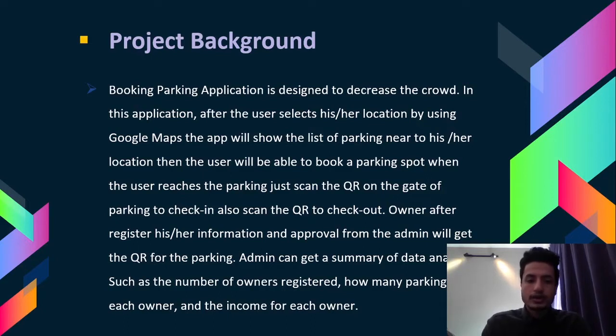The owner registers his information and, with approval from the admin, will get the QR for the parking. The admin can get a summary of data analysis such as the number of owners registered, how many parking spots for each owner, and the income for each owner.